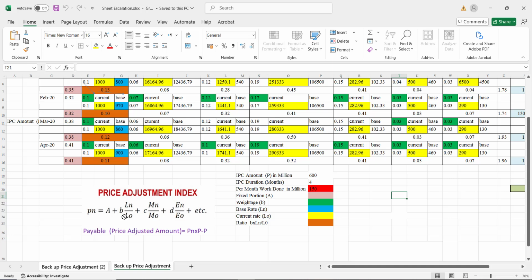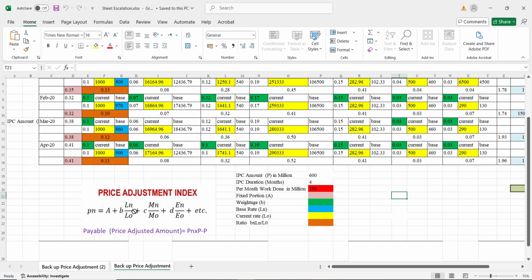This formula has the abbreviation B, which is a coefficient. Already we discussed this one. This coefficient is for any material, suppose we are using steel, and it should be in percentage. This C is also a coefficient for labor or manpower. This D is also a coefficient, maybe for cement, and so on. Maybe we have 4, 5, 6, 8, 9, 10 variables. That is why the formula is open. This is not closed. Plus etc.